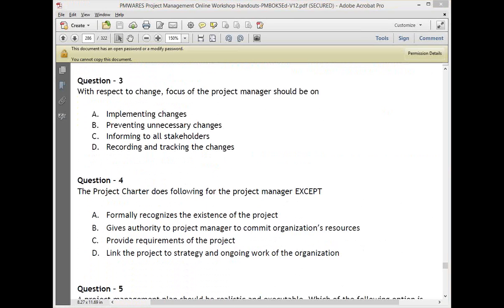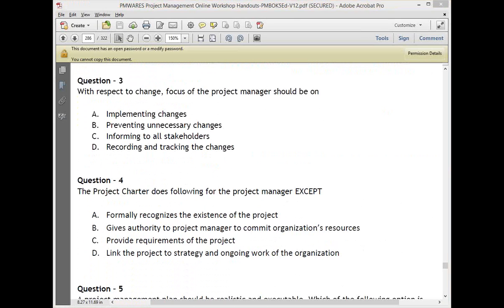Yeah, so B and C, I understand what you are saying, but my understanding was that this is more critical. Preventing unnecessary changes is one of the critical tasks, I understand. But it's just which is more critical, and my understanding was C is more critical. I agree with you in general.